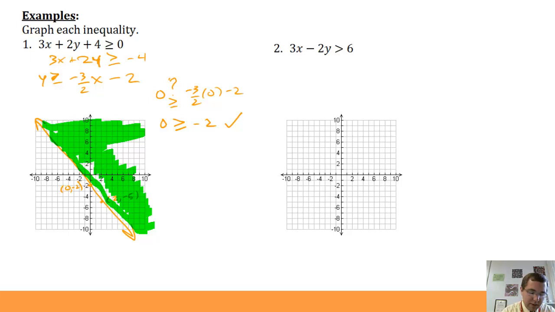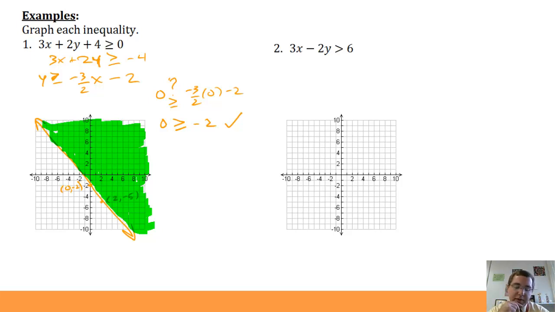You can just shade it with your pencil, or if you have a highlighter, that would be awesome. But your pencil's good too. And so that represents all of the solutions to that inequality. All of the solutions either lie on that line, since it's greater than or equal to, or in the shaded region, which does not end on the graph there. It keeps going. But we understand that.